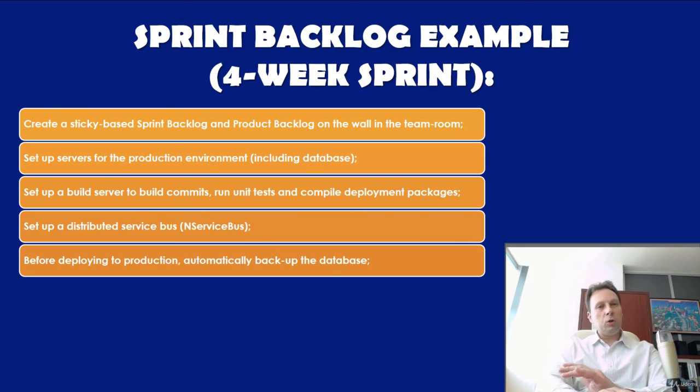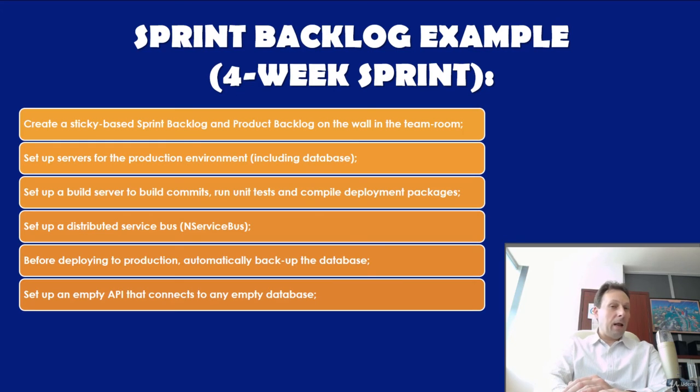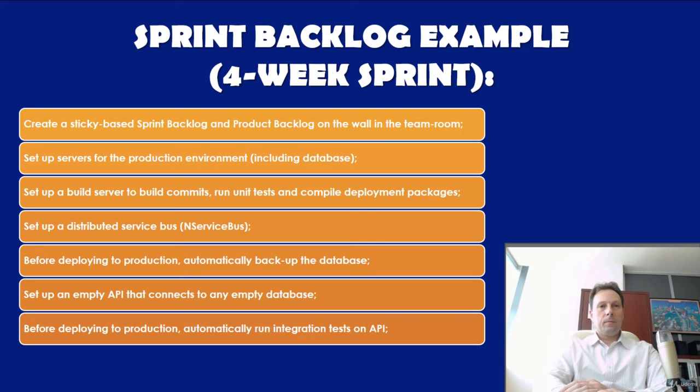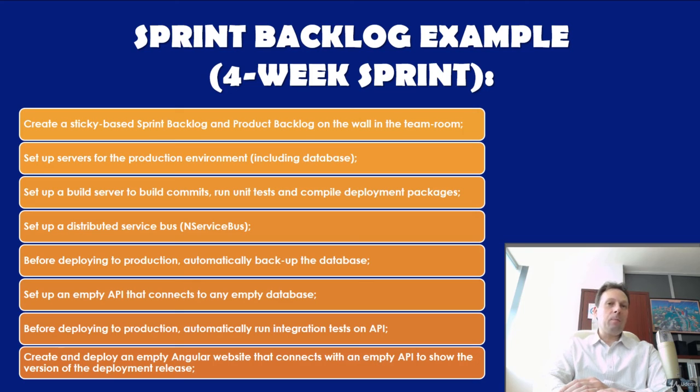Before deploying to production, automatically back up the database. Set up an empty API that connects to an empty database. Before deploying to production, automatically run integration tests on the API. And create and deploy an empty Angular website that connects with the empty API to show the version of the deployment release.